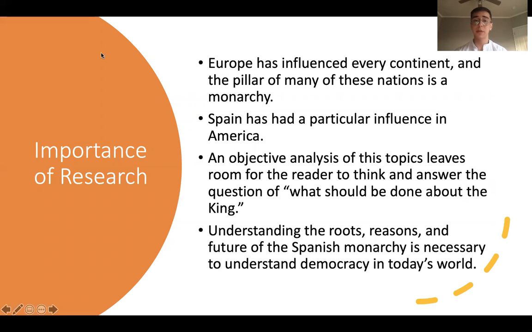All right, the importance of my research. Europe influences basically every continent, and understanding Europe and one of the main pillars of Europe, which is monarchy, is very important in order to understand any society. Spain has also had a particular influence in America, and an objective analysis of this leaves room open for the reader or the viewer to answer the question of what should we do about the king? What do you think needs to be done? Understanding the roots, reasons, and the future of the Spanish monarchy is necessary to understand democracy in today's world.